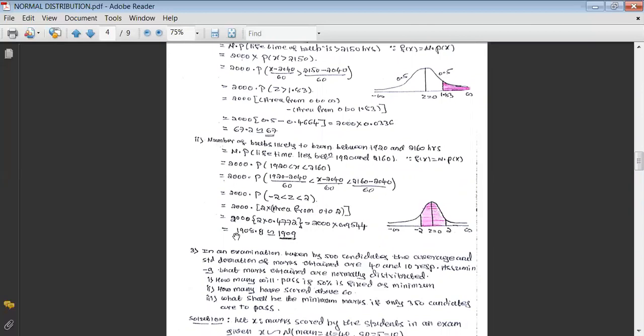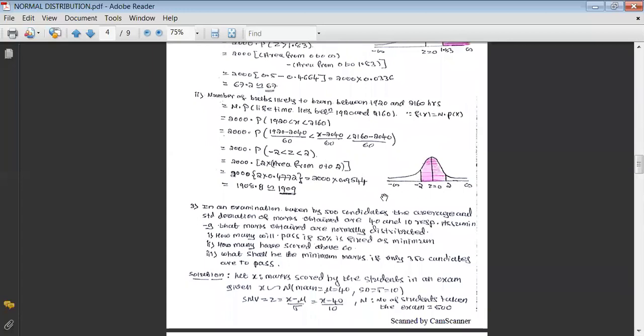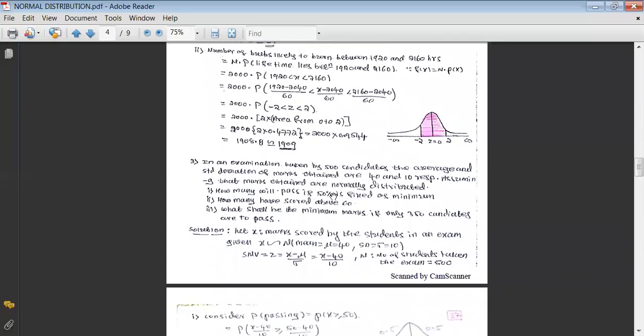Its value is going to be 1908.8, which is approximately 1909. That's the way we can calculate the number of bulbs likely to burn between 1920 and 2160 hours. That will be the second example. Now let us go for one more.